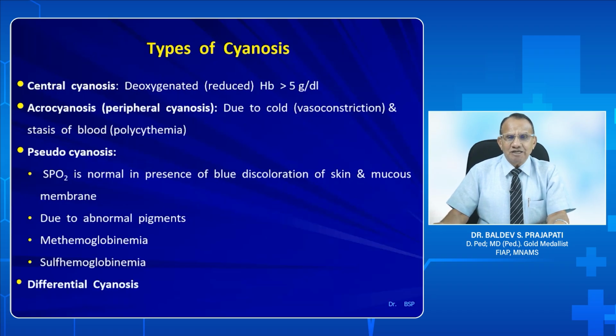Already we have discussed some of the types of cyanosis. Central cyanosis means reduced hemoglobin more than 5 gram per deciliter. Acrocyanosis or peripheral cyanosis is due to cold, vasoconstriction, or stasis in a case of polycythemia. What is pseudocyanosis? Here SpO2 is normal, oxygen concentration is normal, but still there is a bluish discoloration of skin and mucous membrane, due to abnormal pigments. Two classical conditions should be kept in mind: methemoglobinemia and sulfhemoglobinemia. The third variety is differential cyanosis.